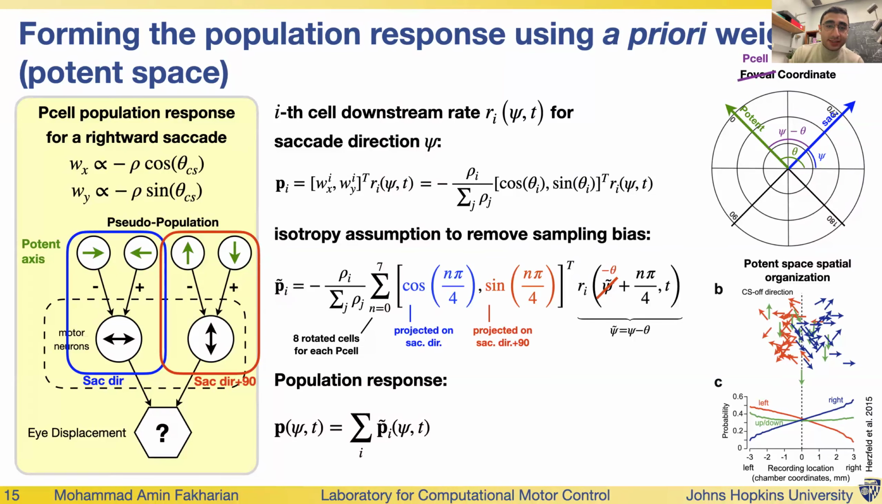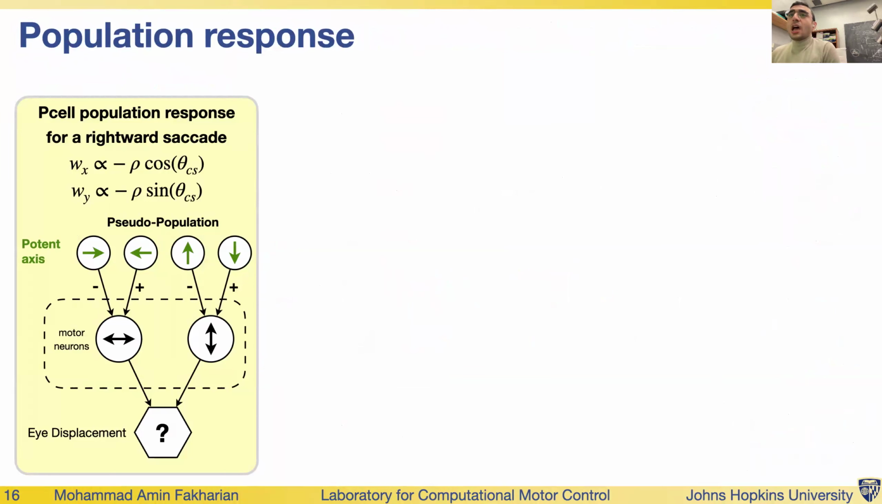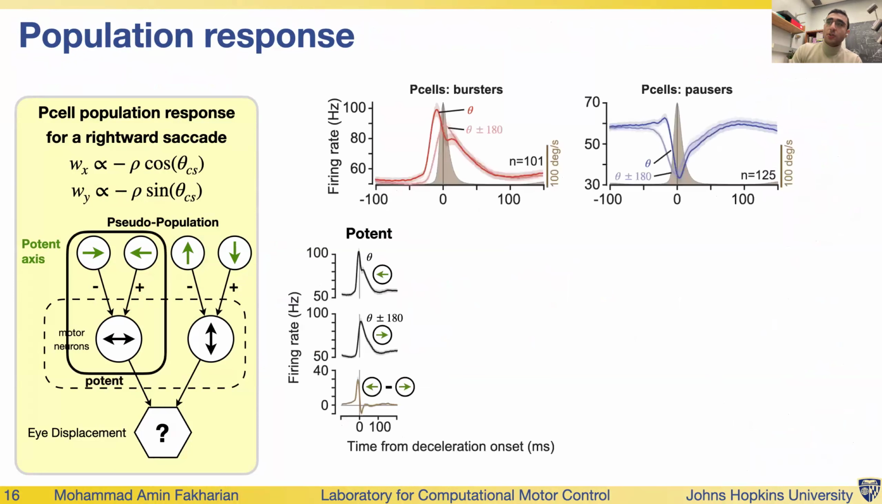So now let's test the hypothesis. The hypothesis says that for a rightward movement, the Purkinje cells that have responses to the right and left are involved. So let's look at that response. As you can see, both of them have wider responses than the movement duration itself, both for bursters and pausers. But the theory predicts that a differential response of these two is what is controlling the movement. And if we do the subtraction, we're going to see a shorter, faster response with a zero crossing, with a change of sign at the deceleration onset.